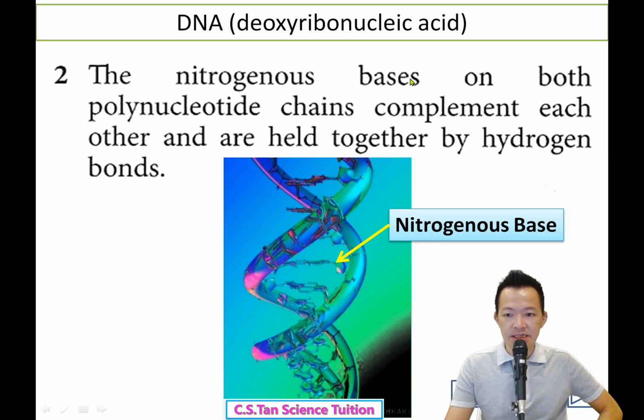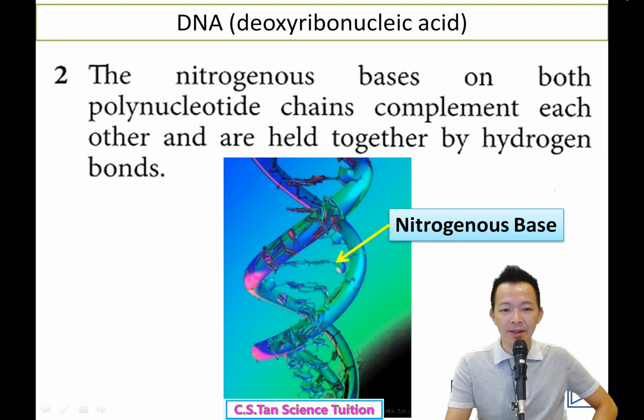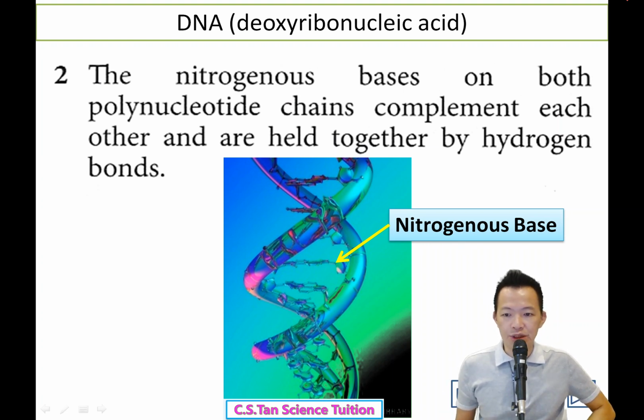So this is the first sentence， 明白吗？And now we move to the second sentence， 我们看第二句了。OK，the nitrogenous bases. The nitrogenous bases on both polynucleotide chains complement each other, and they are held together by hydrogen bonds. 对不对？Don't worry， 不要怕，我们 online 就永远不用怕了。Okay, so the nitrogenous bases on both polynucleotide chains complement each other, and they are held together by hydrogen bonds.